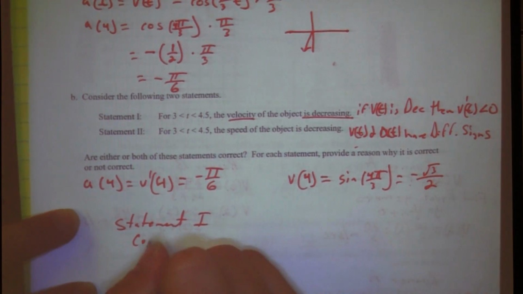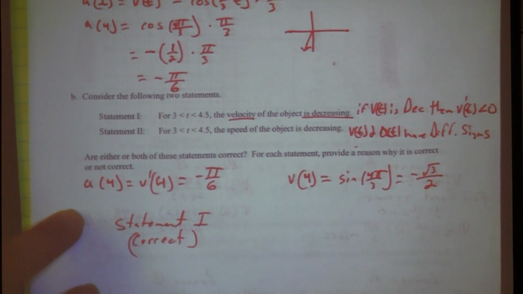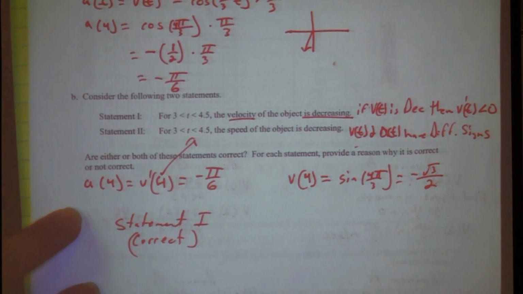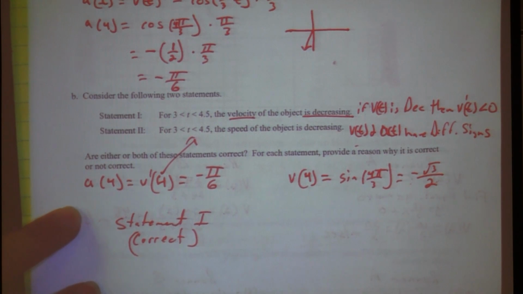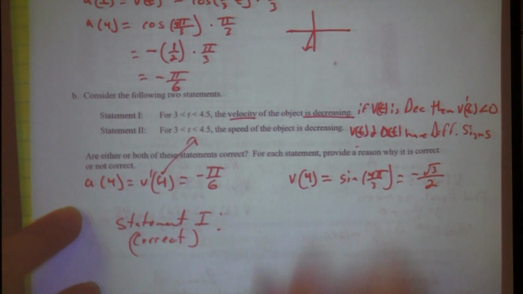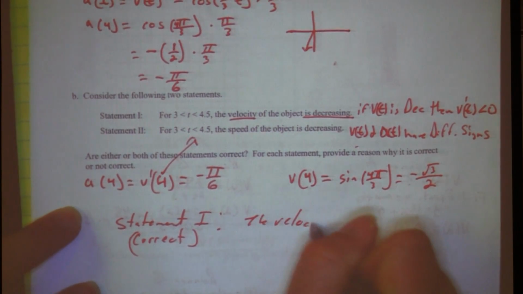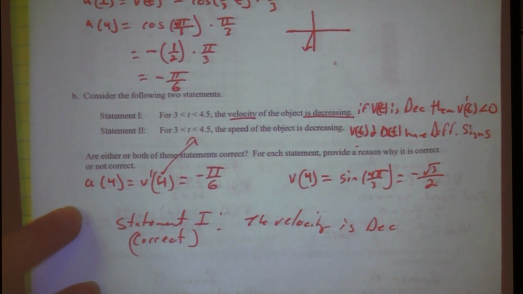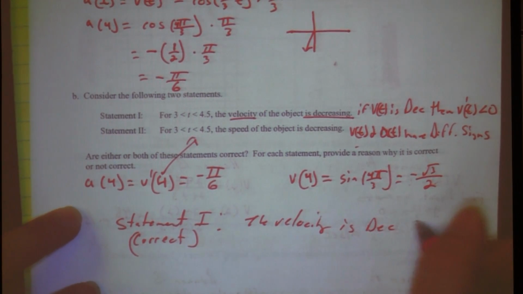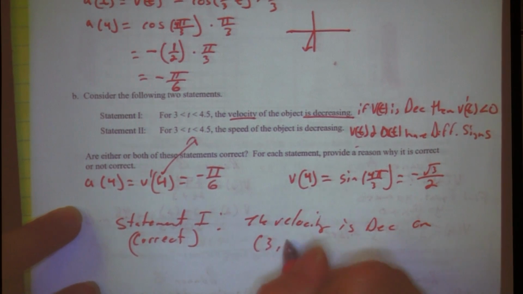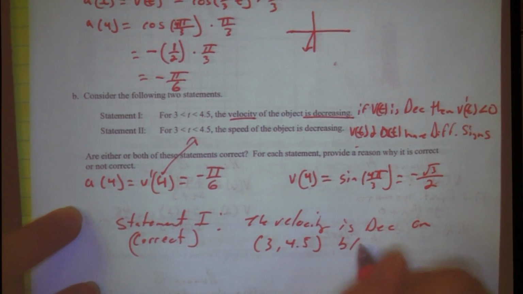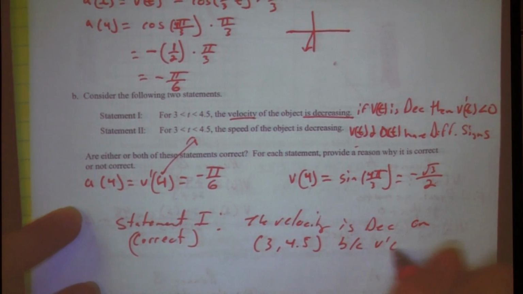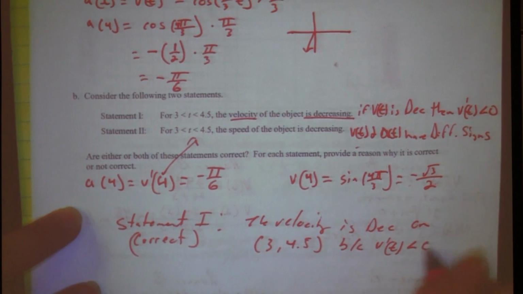Statement 1 we said was what? Correct. Okay? And we checked 4 because 4 was where? In the interval, right? So why is statement 1 correct? The velocity is decreasing on the interval 3 to 4.5 because v prime of t is less than 0.